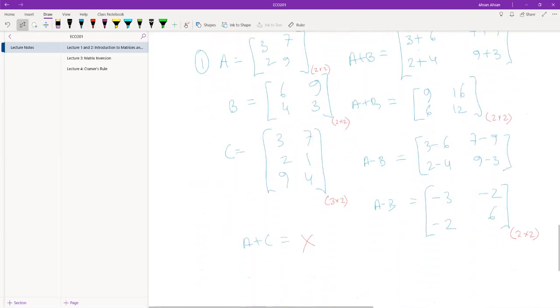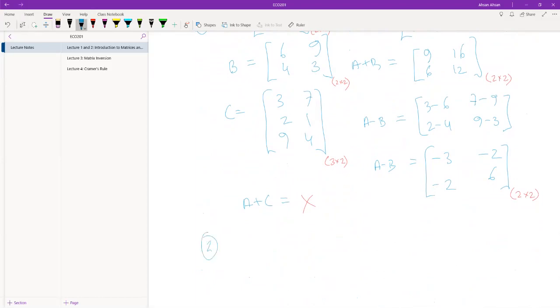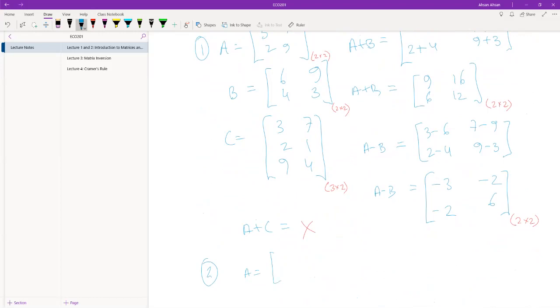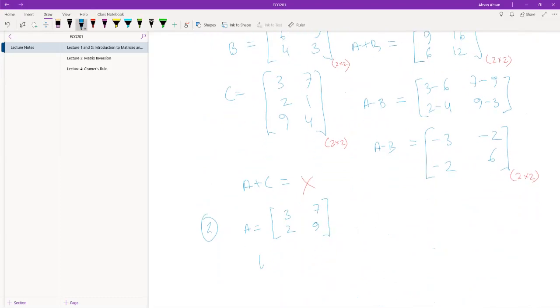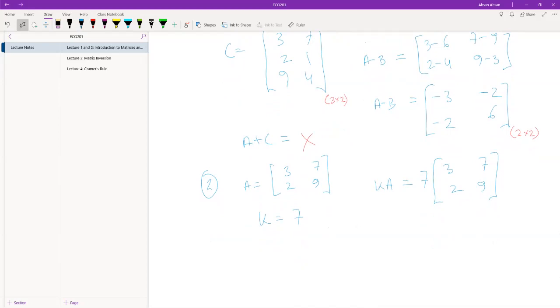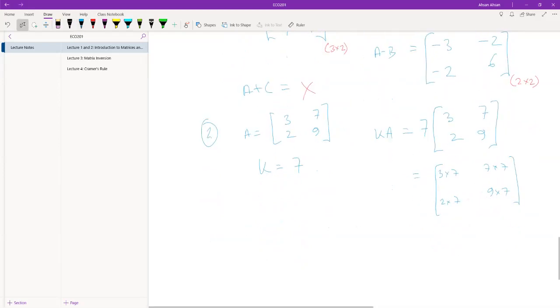Next, we're going to take a look at scalar multiplication. The word scalar, well, we don't need to get technical, is a number, any number. So start with A, which is 3, 7, 2, 9. And let's take a number K, suppose it is 7. So we can find K times A, which is 7 times 3, 7, 2, 9. If we are multiplying a matrix with a number, we multiply all the elements with that number. So we have 3 times 7, 7 times 7, 2 times 7, and 9 times 7. And that gives us 21, 49, 14, 63.